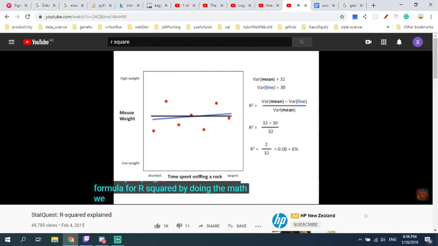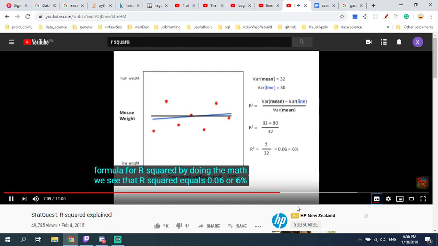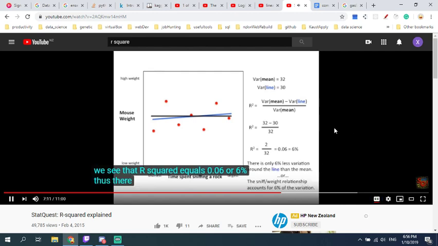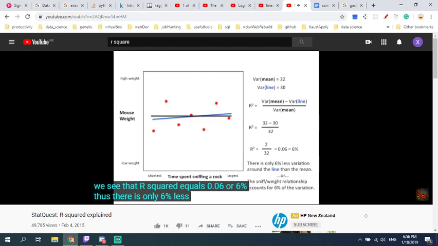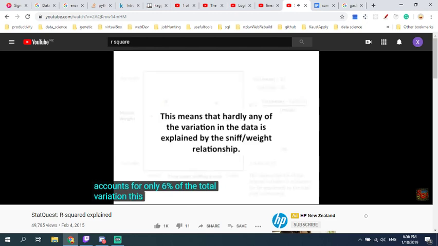By doing the math, we see that r squared equals 0.06, or 6%. Thus, there is only 6% less variation around the line than the mean. In other words, the sniff-weight relationship accounts for only 6% of the total variation. This means that hardly any of the variation in the data is explained by the sniff-weight relationship.